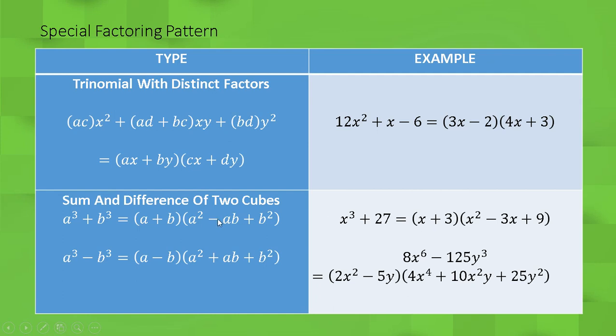Negative. So, plus minus plus. 3 times x is negative 3x. Okay, minus, right? And then the b squared, which is 9.